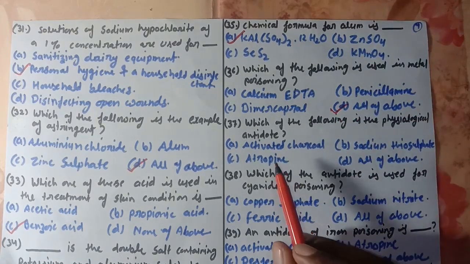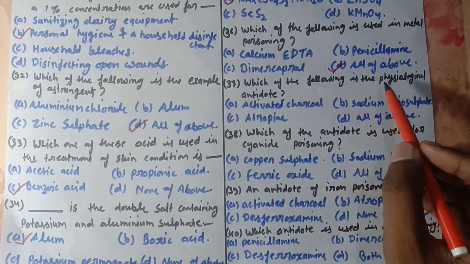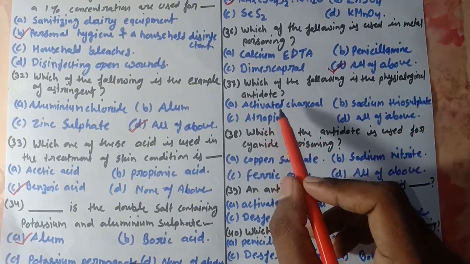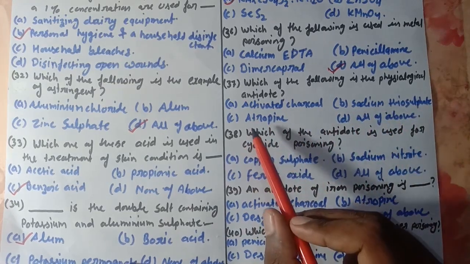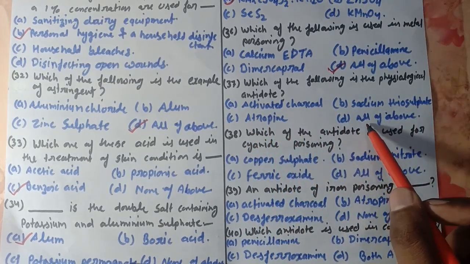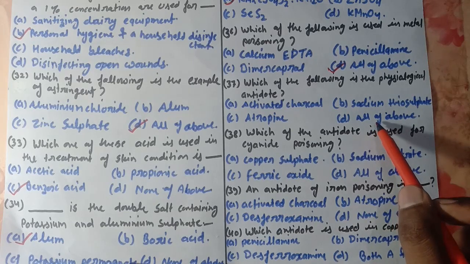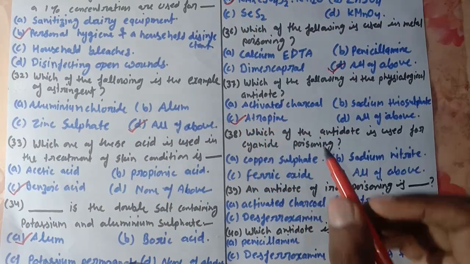Question number 37. Which of the following is the physiological antidote? Option A, activated charcoal; option B, sodium thiosulfate; option C, atropine; option D, all of above. So the answer is C, atropine.